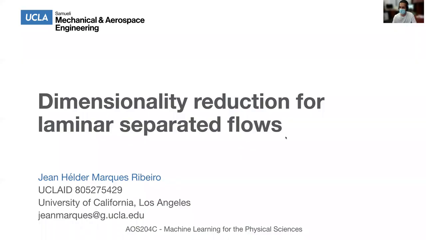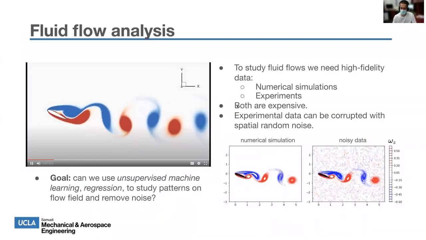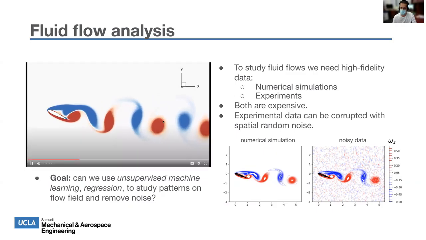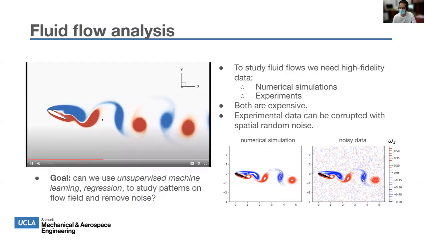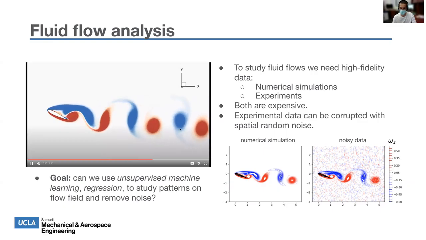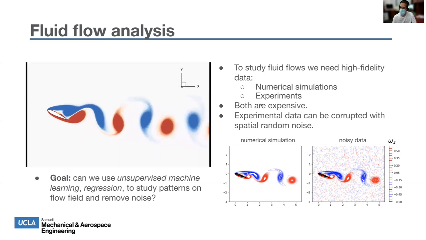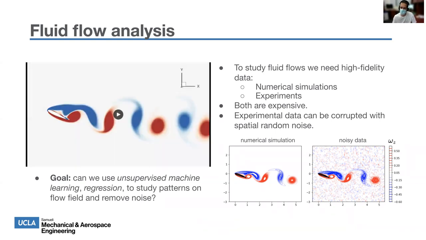Today I'm going to be talking about my final project for the machine learning for physical sciences class, which is dimensionality reduction for laminar separated flows. Fluid flows are a very important problem in physics. If we can understand the dynamics, the vortex dynamics, the complex interactions that occur in fluid dynamics, we can develop novel strategies for building lighter, greener, more efficient aircraft in the future.